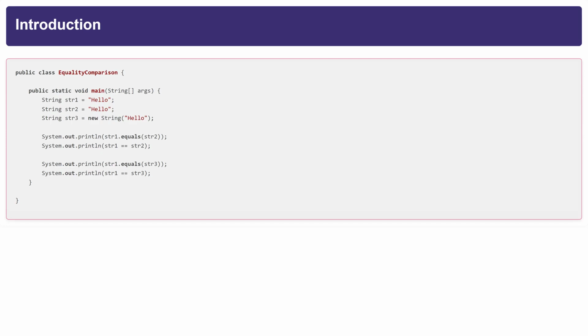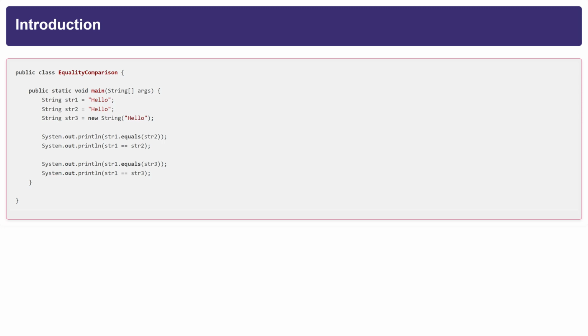The first two variables, str1 and str2, are initialized with the same string literal, hello. The third variable, str3, is initialized with a new instance of the String class that also contains the string literal, hello. The first two print statements compare str1 and str2 using the equals method and the == operator, respectively. Since the content of both strings is the same, the equals method returns true, and the == operator also returns true because both variables refer to the same string literal in memory.